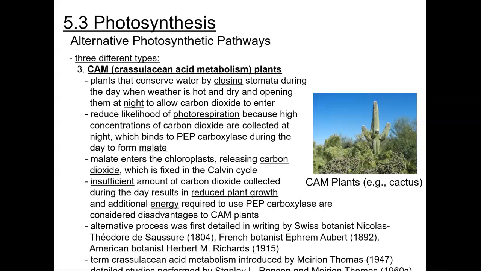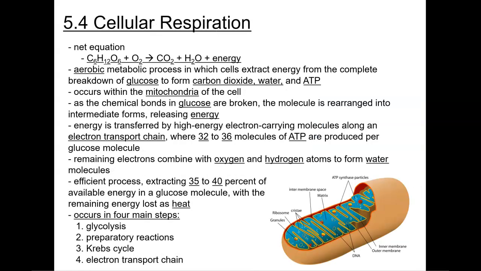This alternative process was first detailed in writing by a Swiss botanist, Nicolas Theodore de Saussure, in 1804, and by a French botanist, Ephraim Albert, in 1892. And then we have an American botanist who also studied this and described it, Herbert Richards, in 1915. And so with this, the term crassulacean acid metabolism, or CAM, is introduced to our science talks, and that's going to come from Thomas in 1947. So with him, he's going to detail these studies that were performed in the late 1960s, and that's where it finally gets its name from, in the 1960s.